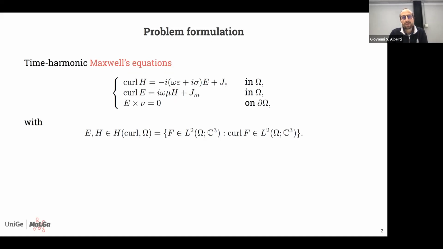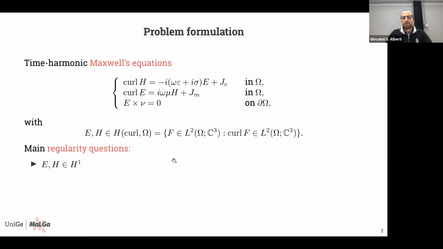As I was mentioning, E and H are the electric and magnetic fields. In principle, they may not be in H1, which is the typical space where weak solutions to elliptic PDEs are looked for. Here, E and H are only in H curl. Namely, E and H are in L2 and their curl is in L2 as well. So we require not the full gradient to be in L2, but only the curl.